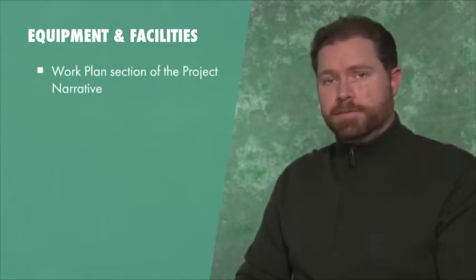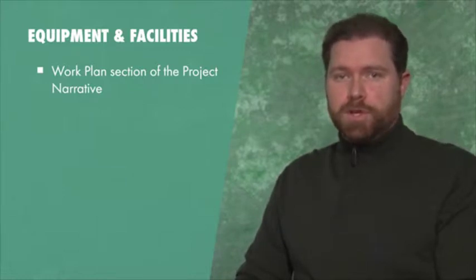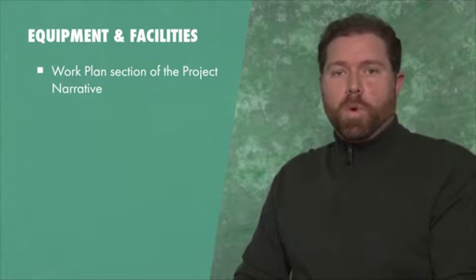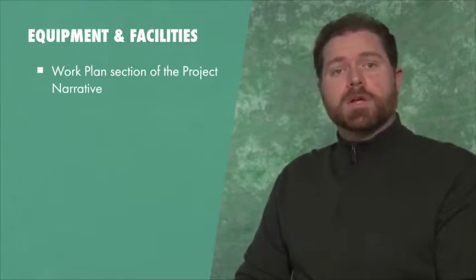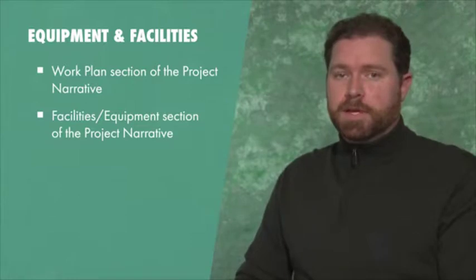We believe there are actually 7 different places in the Phase 1 proposal where equipment and facilities should be addressed. 1. Work plan section of the project narrative. As part of explaining how you are going to do the Phase 1 research, you should mention the equipment being used. By also stating where each task or activity will be performed, you can indicate when a particular facility is being used.